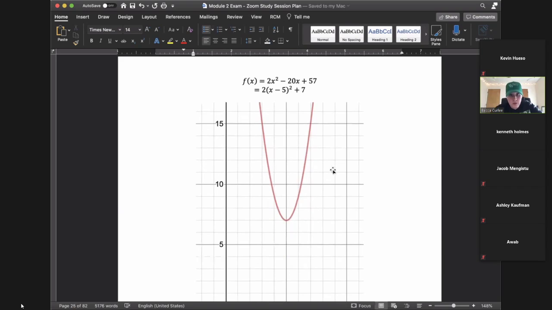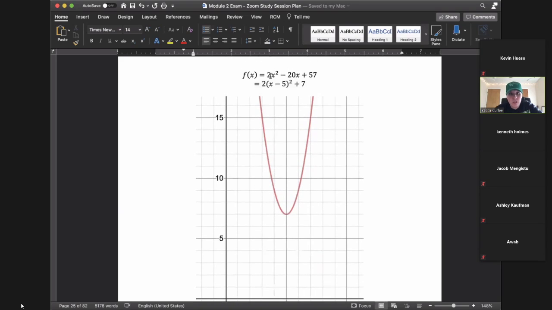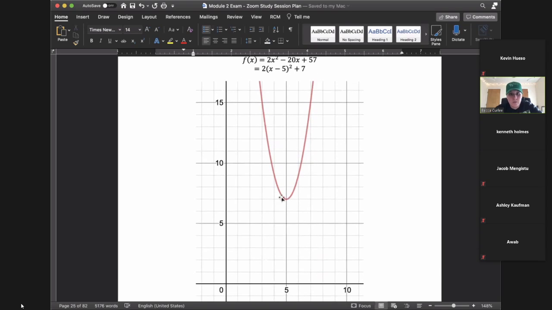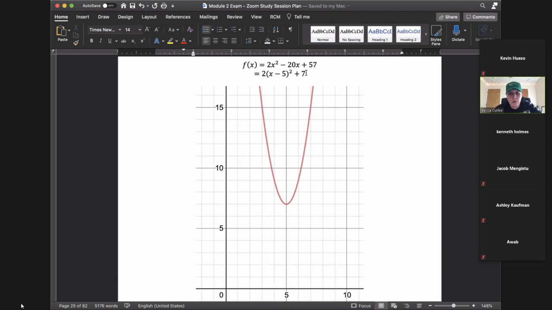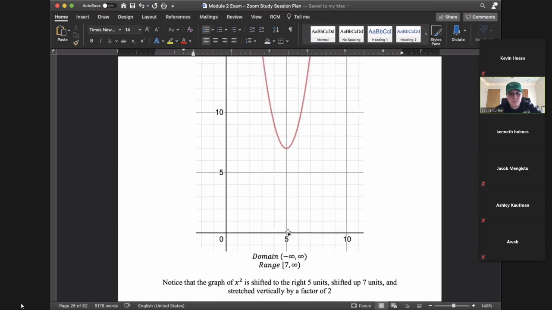So showing this in vertex form, you can see it's the graph of x squared. We're just transforming the graph of x squared basically. So we're vertically stretching it by a factor of 2. We shifted it to the right 5 units and we shifted it up 7 units, just for what we learned from our transformations. So that's the vertex form. And we can see the vertex is at 5, 7 right here.